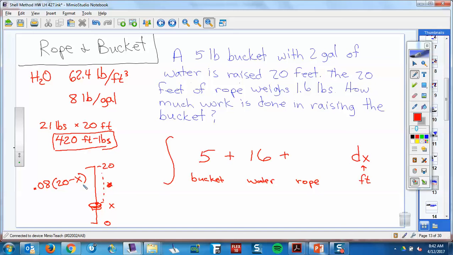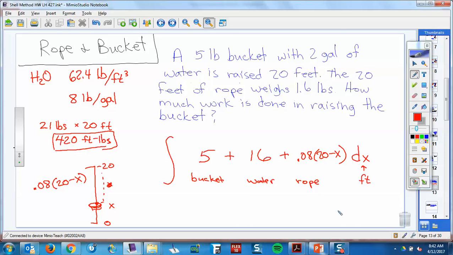So think about it. Remember, x is going to be how far we've lifted. When it's down here, we haven't lifted at all. So how much rope do we have? We have 0.08 times 20. So when x is 0, we want 0.08 times 20. If we did 0.08x, that would be a problem. When x is 20, there's no rope left. When we've pulled it all the way up, 20 feet, there's no rope left, so we want 20 minus 20, which is 0. That's exactly right. It's going to be 0.08 times 20 minus x. And it's always going to be a linear situation.